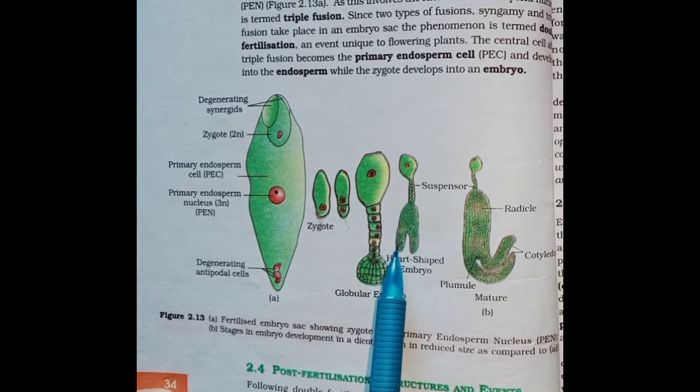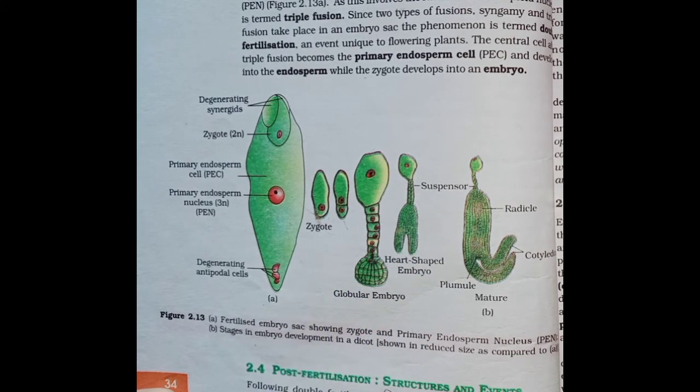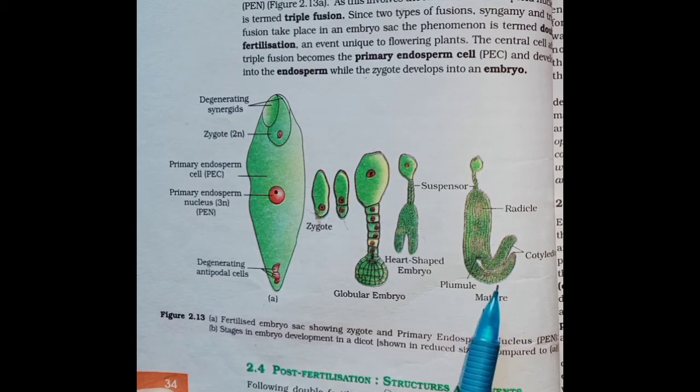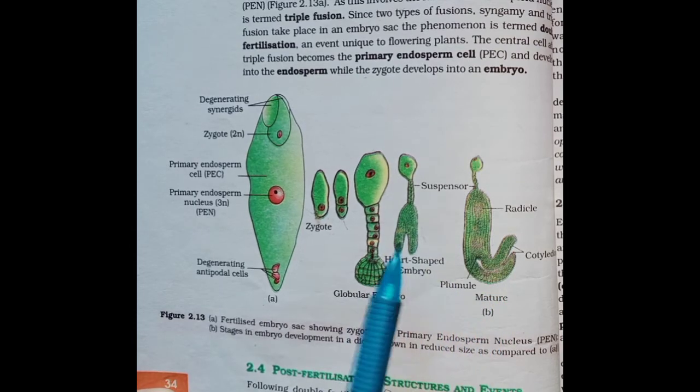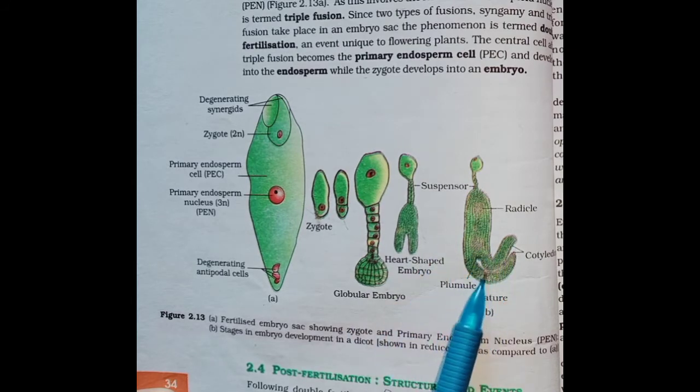And if you can see from here, this looks like a heart, right? The heart shape. It doesn't look like a heart actually in terms of biology, but it looks like a heart. Just remember it that way. And this is the heart-shaped embryo, and this is the mature embryo. And now these two coming out will elongate, and these two will become the cotyledons, and this is the radicle, also called the root tip.